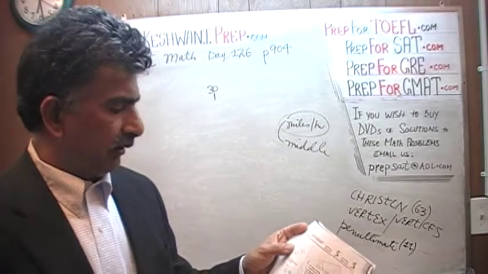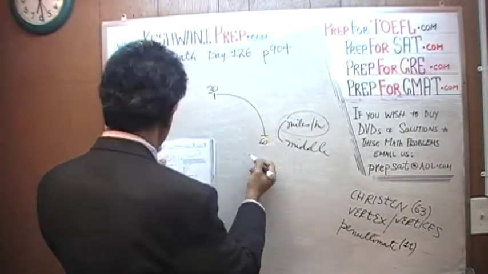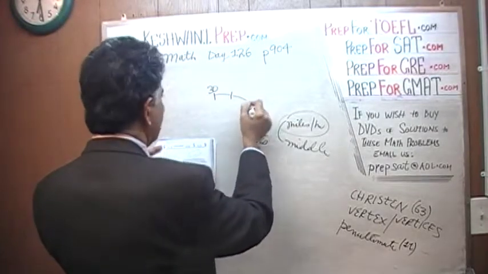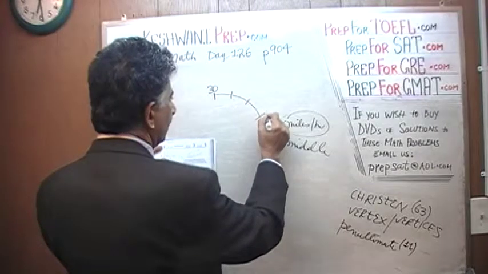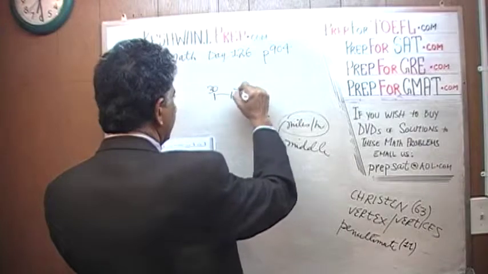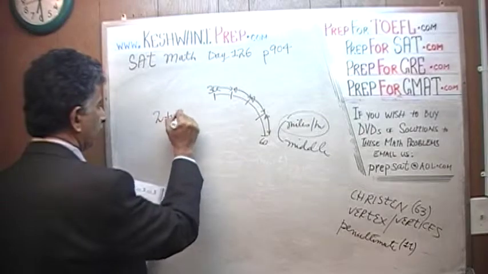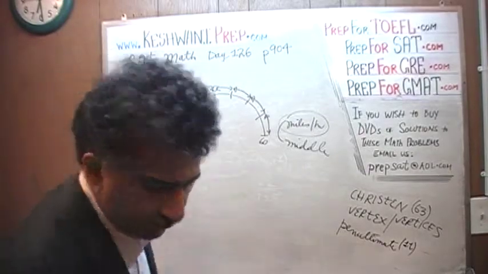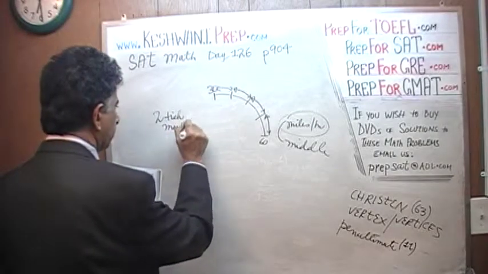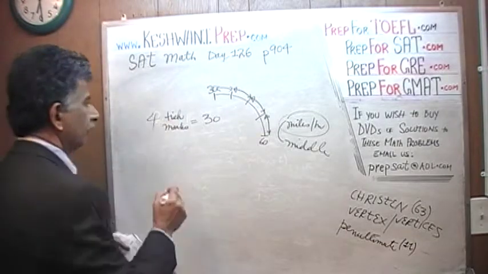If you look at the one in the middle, from 30, which is in the middle right here, to 60, we see how many marks? We see 1 mark, we see 2 marks, and we see 3 marks. So this is 1, 2, 3, and 4. So 4 tick marks equal 30. I said 4 and I wrote down 2. 4 tick marks equal 30.